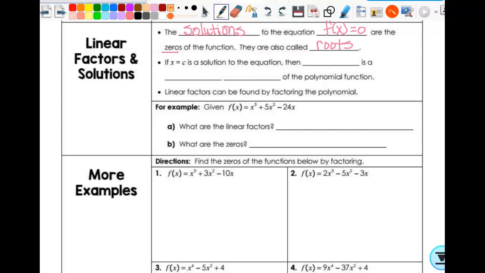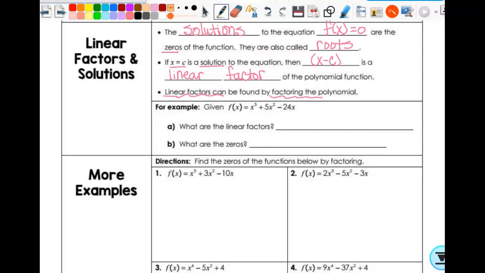So if x equals c is a solution to the equation, then x minus c is a linear factor of the polynomial function. Linear because the exponent on x is 1. And linear factors can be found by factoring the polynomial. Factoring is not going away. We have to be able to factor quickly and accurately to be able to function. No pun intended. Have to factor our functions to function.